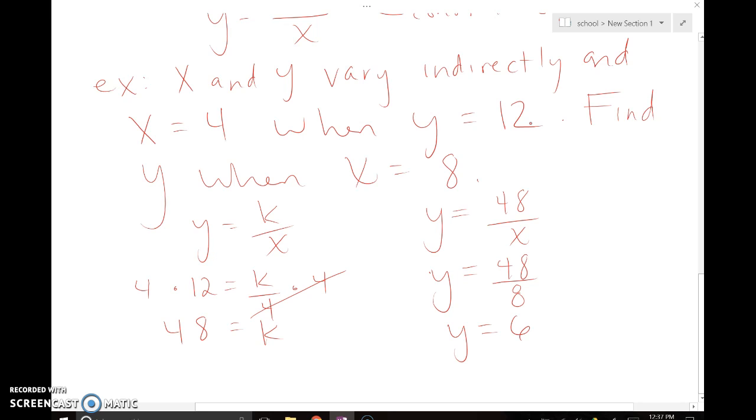And then we said indirect variation. So we increased the x value from 4 to 8, and that forced our y value to decrease from 12 to 6. As x increases, y decreases. Indirect variation. The variables are doing opposite behaviors.